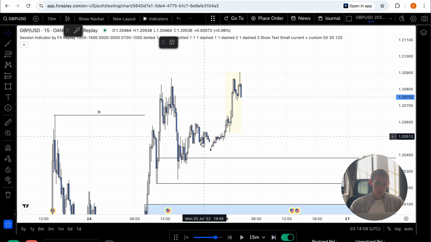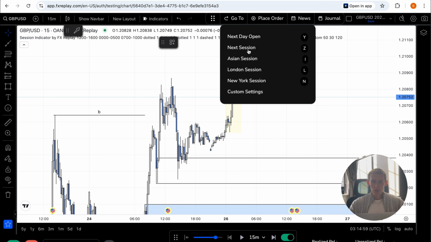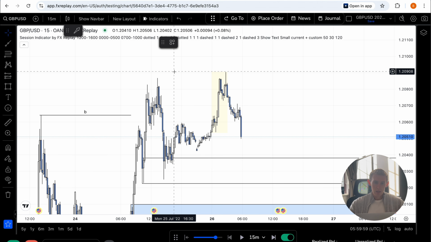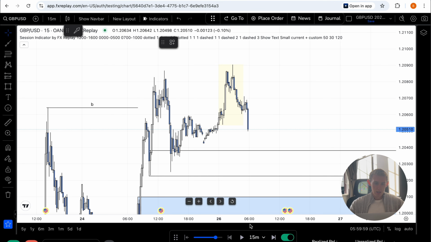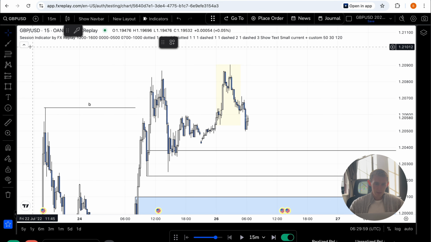So price did end up respecting that area, but we didn't get a confirmation, so there was no trade. Let's jump to London session the following day. Here in the UK, obviously Asia session is overnight, so I don't trade it.